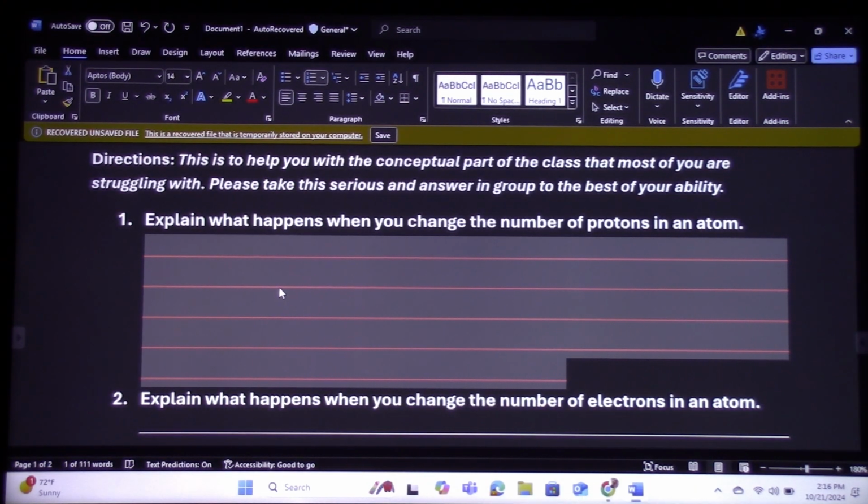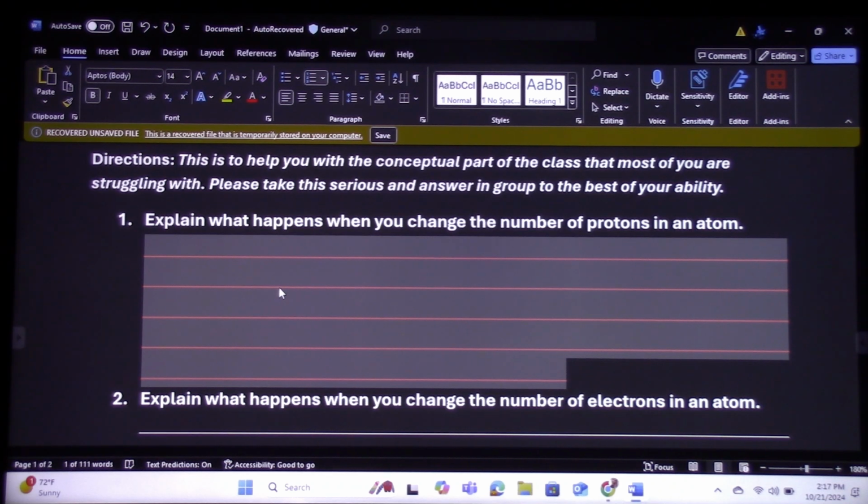Alright guys, so several of you requested an answer key on this conceptual practice sheet I gave you, so I figured we'd work one up together. Remember, when you're explaining these things, you're trying to explain the hows and whys, in detail.